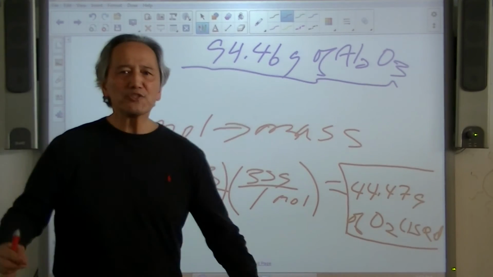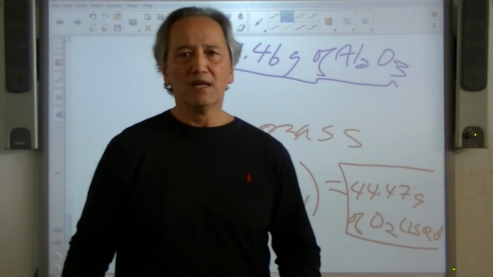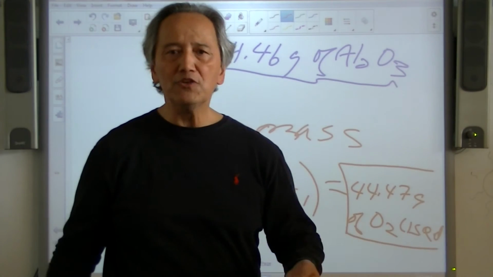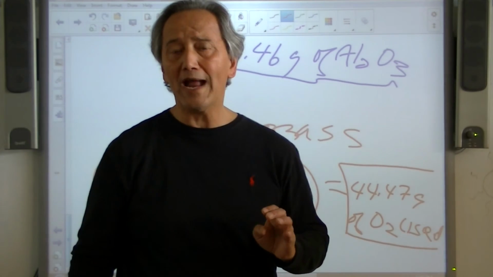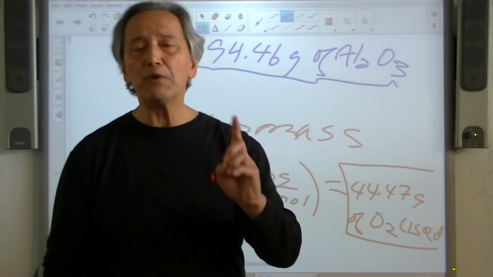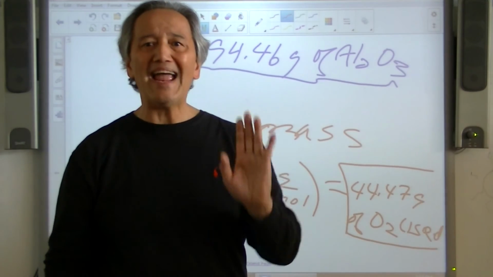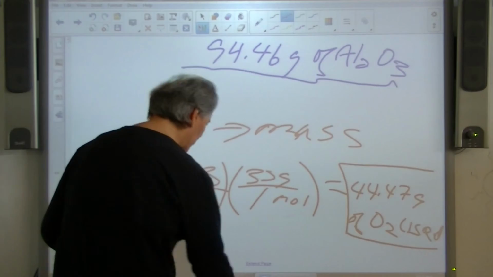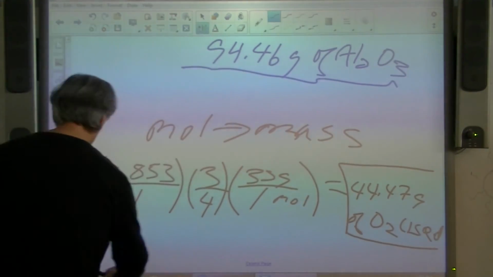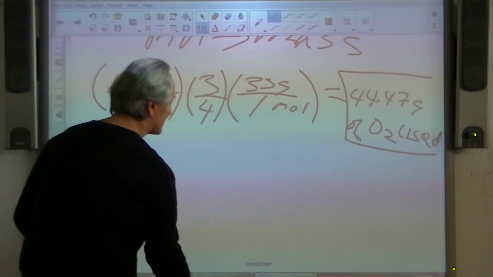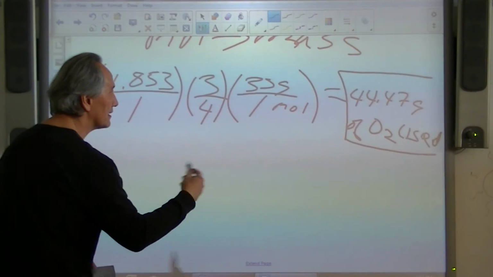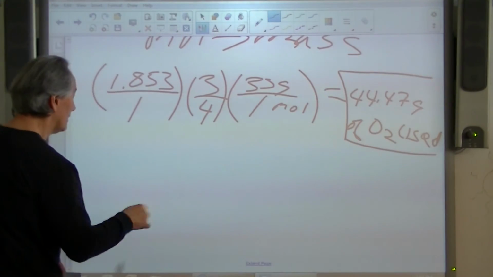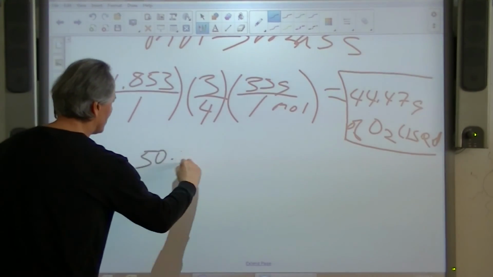Okay? Well, guess what? We started with 50 grams. So if we started with 50 grams, but we only used approximately a little over 44 grams, let's do a difference on that and we will calculate how much of the excess reactant, in this case oxygen, is left over. So let's go ahead and do that calculation. I'm going to use another color pen so we can distinguish this. Okay, we started with 50 grams.